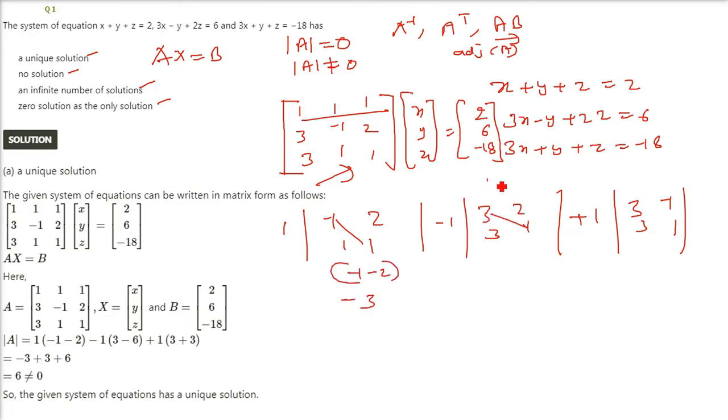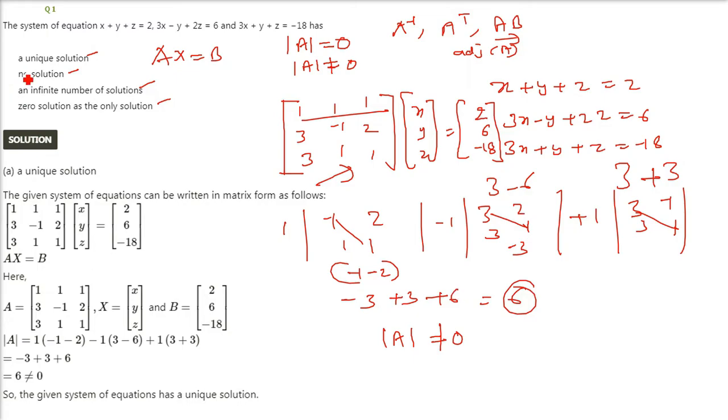Then we have 3 minus 6. So negative 3 into minus 1 is plus 3 here. Here we have 3 minus of minus 3, 3 plus 3 and 6. 6 into 1 is 6. So this is going to be a value 6, which is actually not equal to 0. And since I said when determinant of A is not equal to 0, the given system of equations has a unique solution. So what is the correct option? A is the correct option.